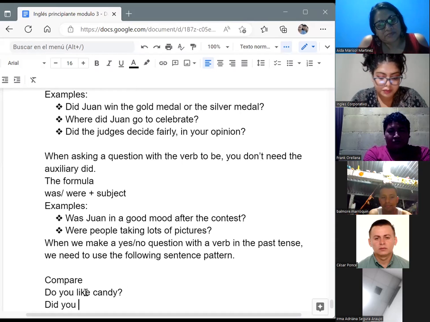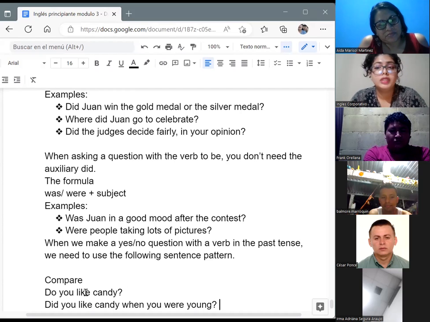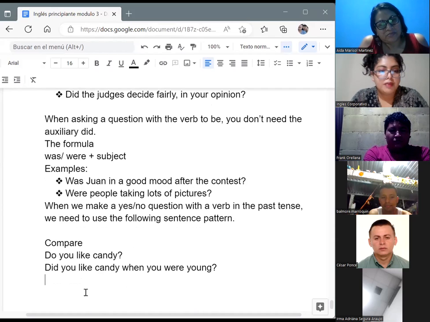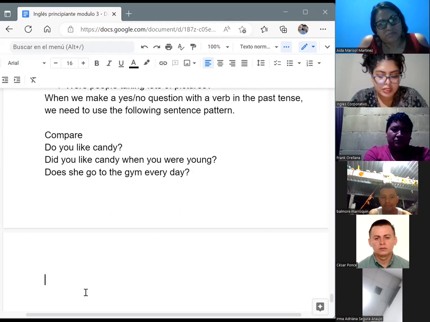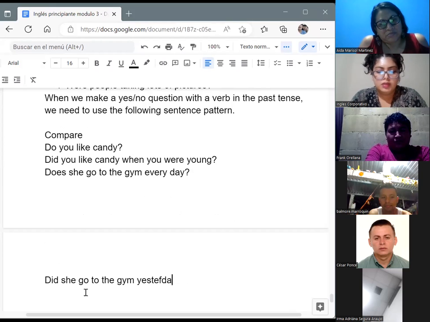Did you like candy when you were young? ¿Te gustaban los dulces cuando eras pequeño? Then we have another question in present. Does she go to the gym every day? ¿Ella va al gimnasio todos los días? Or in past, did she go to the gym yesterday? ¿Ella fue al gimnasio ayer?